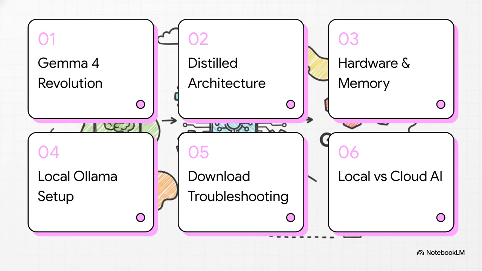So here is our roadmap for this explainer. We're going to cover the Gemma 4 revolution, look at its distilled architecture, figure out your hardware and memory needs, walk through a local Ollama setup, troubleshoot some downloads, and finally weigh local versus cloud AI. Let's get right into it.